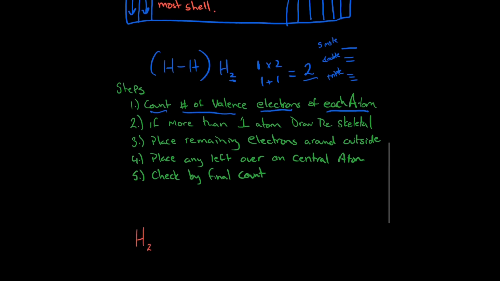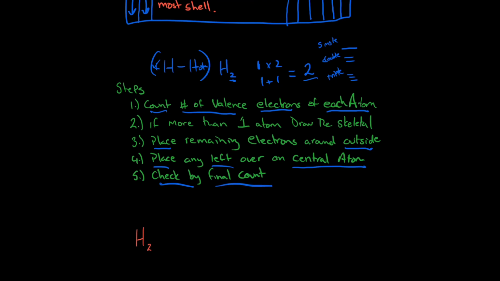Then I place the remaining electrons, if I have them, around the outside atoms. There's no real outside atoms in this one, just 2 atoms. But if I had 3, as we'll see, then I place the remaining electrons around the outside atoms. Then I place any leftover electrons around the central atom in the middle. And then I do a check and final count of all my electrons.